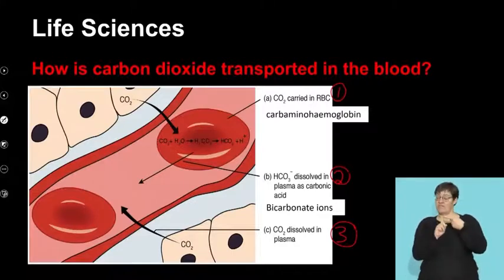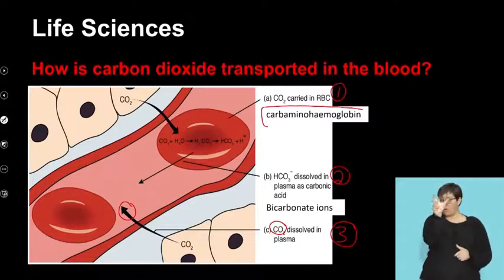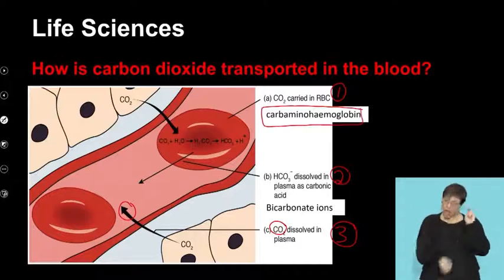Now, the first way, as there was a little bit with the oxygen as well, is that a little bit of it dissolves in the blood plasma, just a little bit. Now, this is the biggest word. I know when I wrote this on the board in my class, my kids were like, wow, ma'am, that's a really long word. Yes, it is.